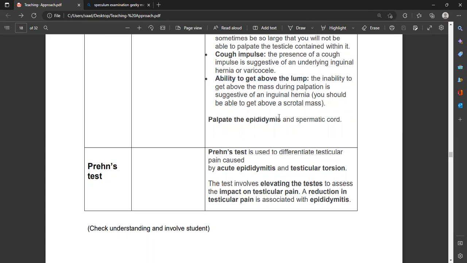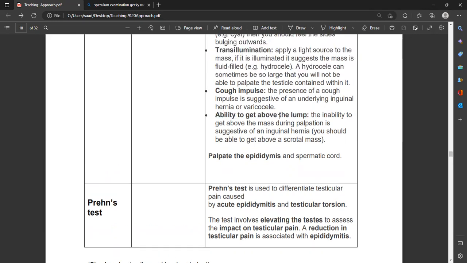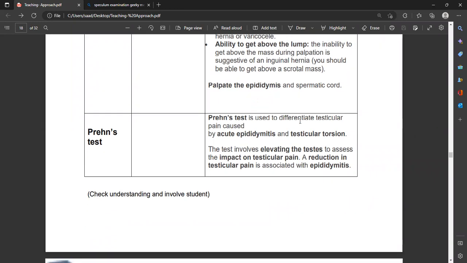If there's a hernia, then you need to examine the groin part as well. You need to examine the abdomen as well, and you need to do the cough impulse while standing in position to rule out any hernias. Just mention it, you do not need to go into details. Then we palpate the epididymis and spermatic cord.